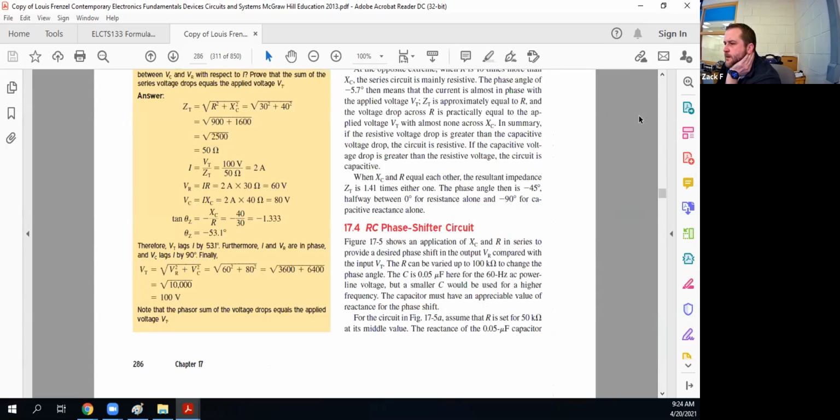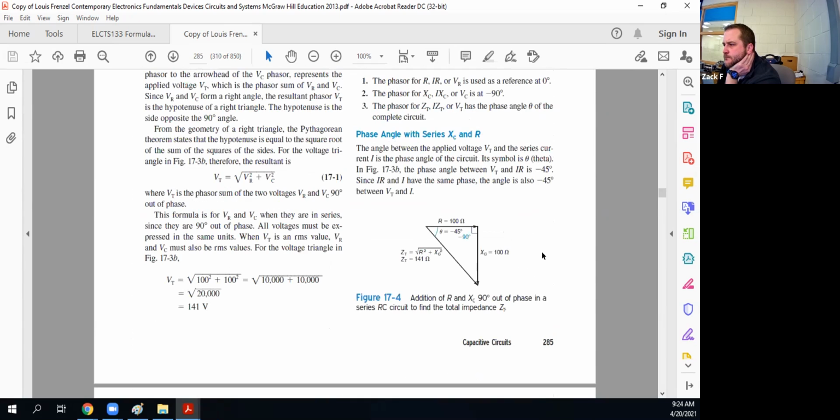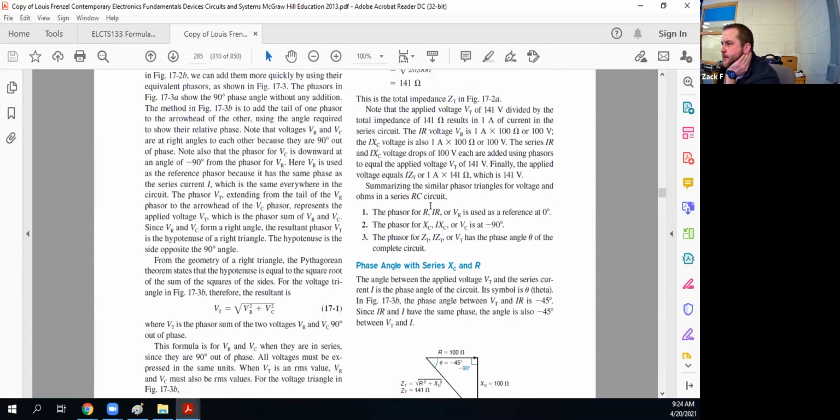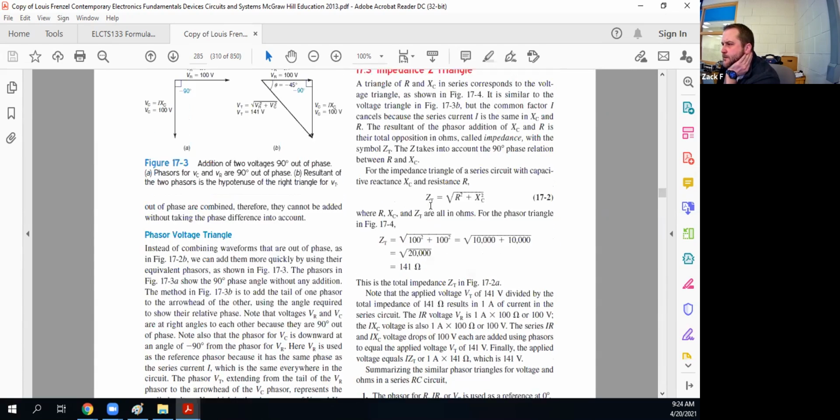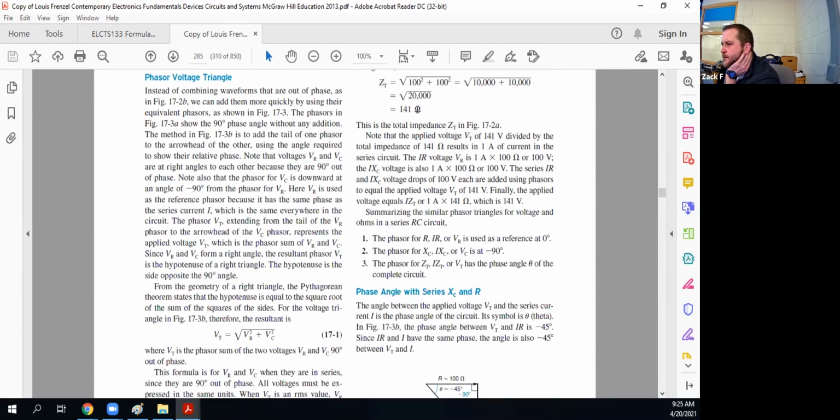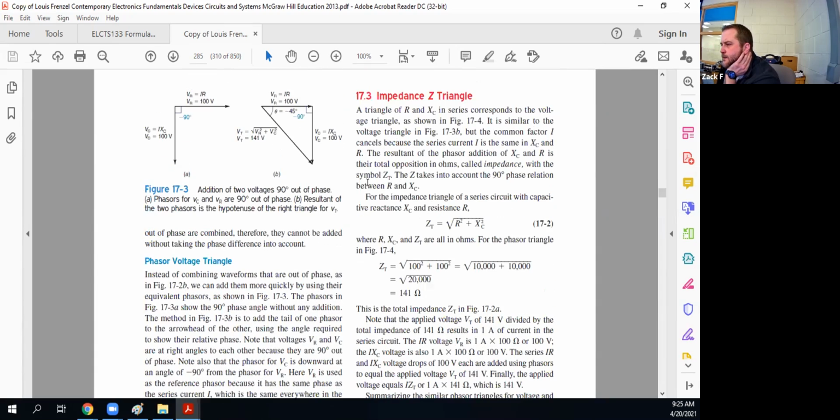On 285, the answer is in the right hand column, number 2, right on top. Phasor for X sub C, I X sub C, or V sub C is at minus 90 degrees. Okay, so it's talking about the phasors.